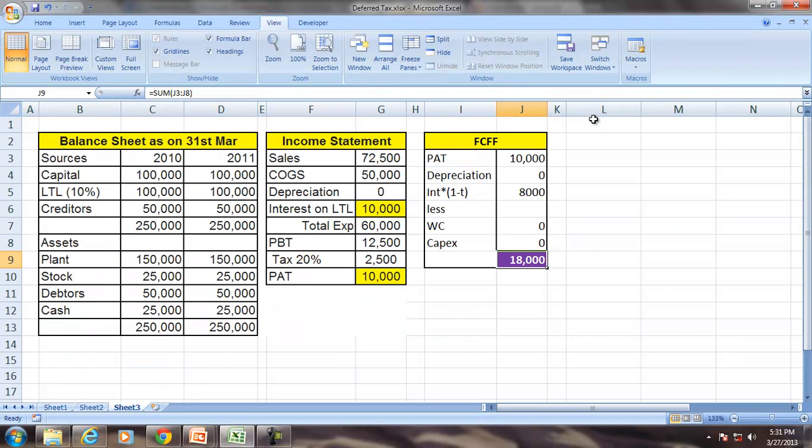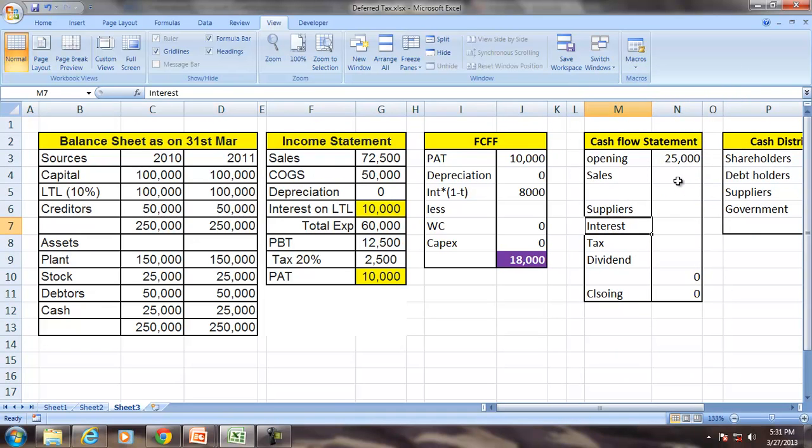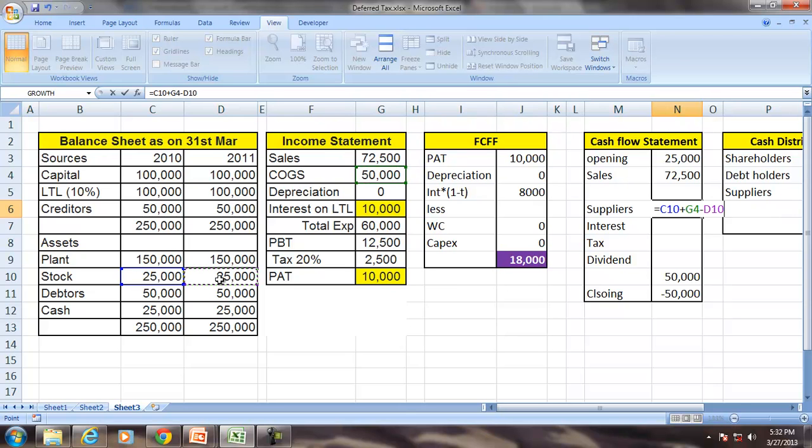In order to answer that, let us first find out the complete cash flows. So the cash flow statement will show all the cash flows. So the sales is 72,500. We assume that entire sales is for cash because there is no change in the debtor. Similarly, the entire purchases is considered to be the cost of goods sold because the stock was 25,000. Plus 50,000 minus 25,000 is the purchases, and the entire purchase is for cash.